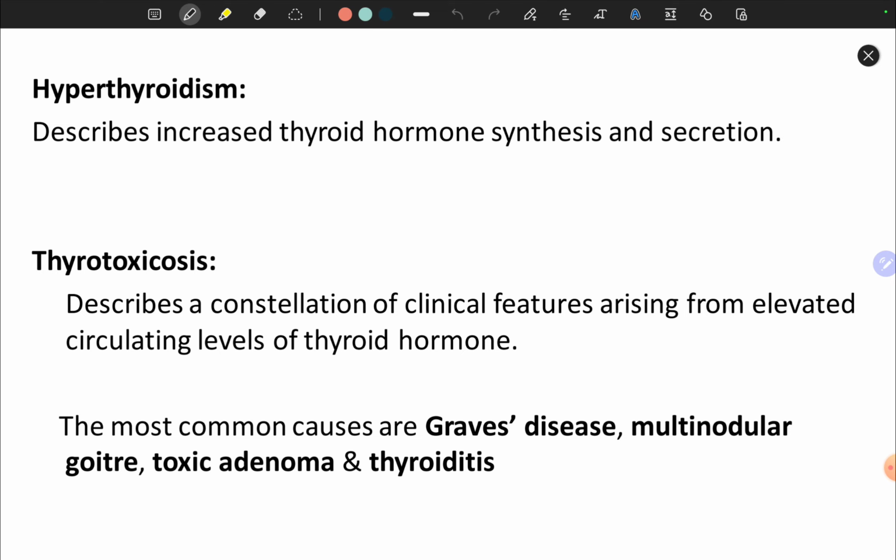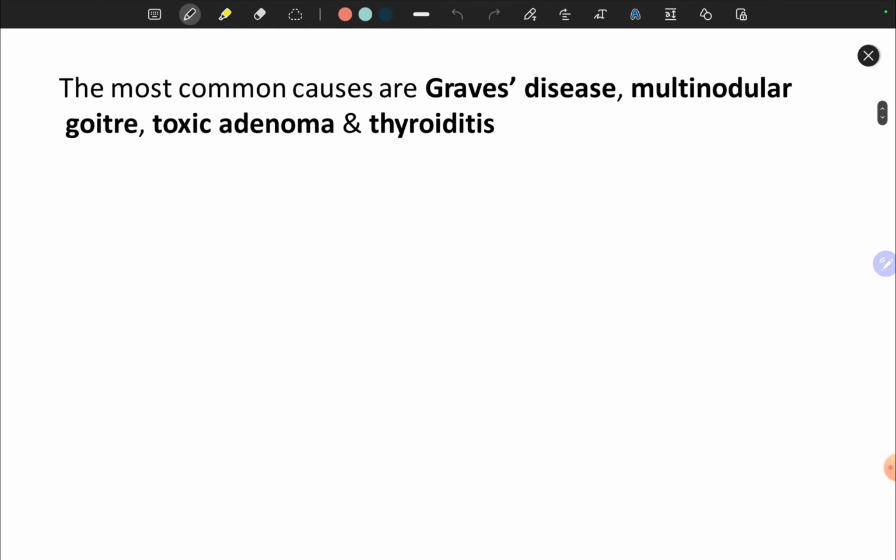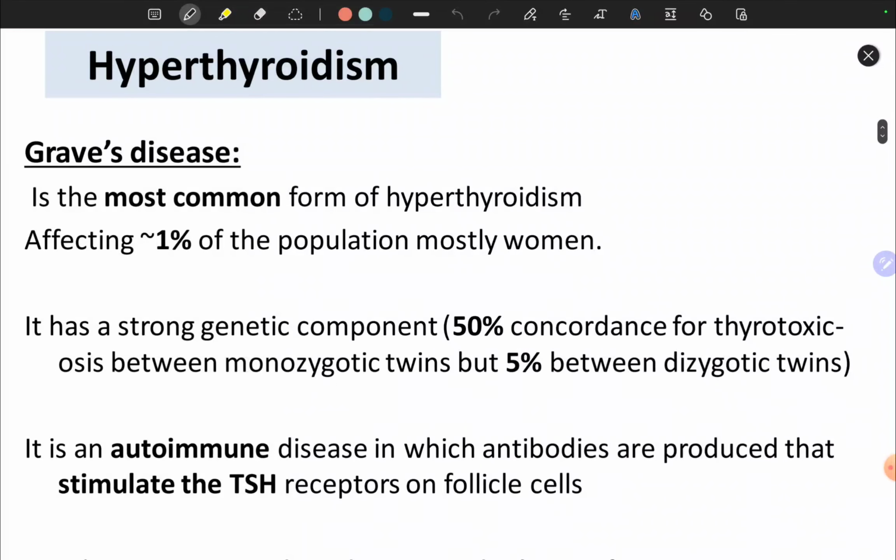Affecting 1% of the population, mostly affecting women more than men. It has a strong genetic component. 50% concordance for thyrotoxicosis between monozygotic twins and 5% between dizygotic.